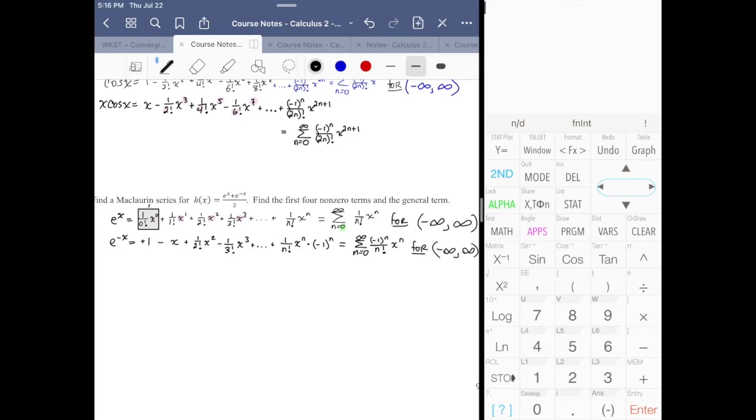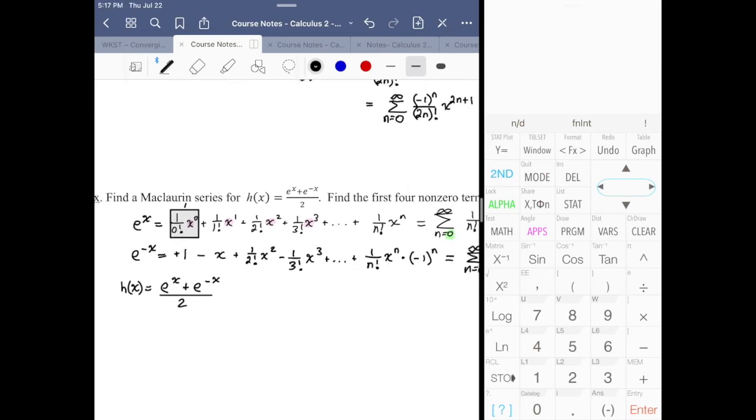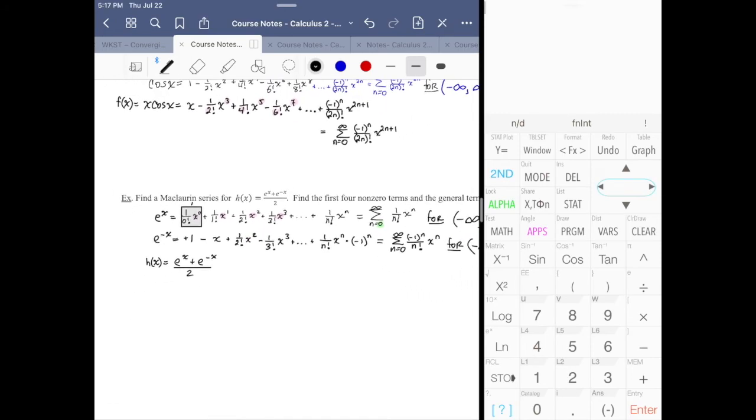You just think about the e to the x versus e to the negative x function. It's everywhere continuous, everywhere it exists, everywhere differentiable, everywhere. All right, so now what I want to do is take my h of x, which is going to be e to the x plus e to the negative x over 2.